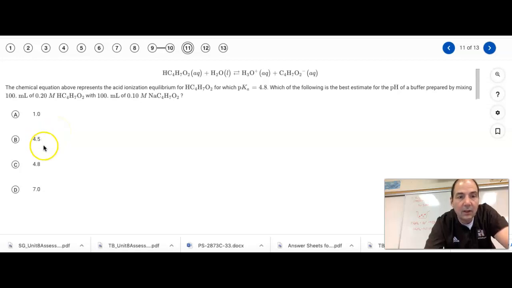So from 4.8, we could safely assume that 4.5 seems reasonable to go down because we have more acid than base. Obviously, it wouldn't stay at 4.8, it wouldn't go up. And 1, that's a big drop in the pH. That's not going to happen. So without doing any calculations, B, definitely the best choice.